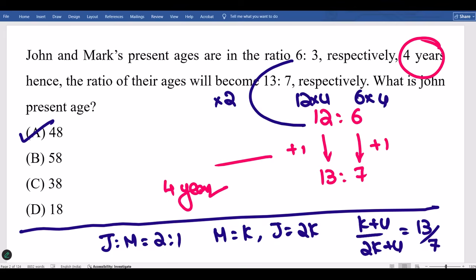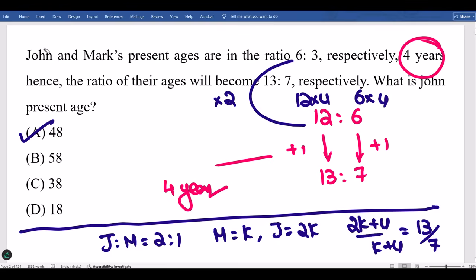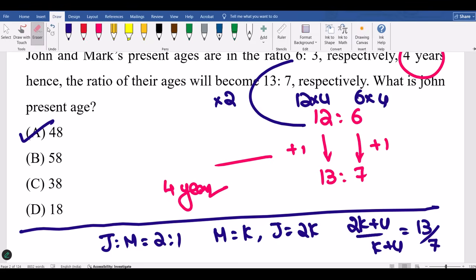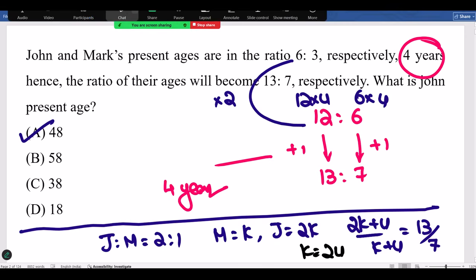2 is to 1, so this should be 2K and this should be K. Numerator is 2K, denominator is K. Then cross multiplying, you can find the K value: 13 into 4, 7 into 4, so 6 into 4, 24. K will be equal to 24, then J will be equal to 48, obviously.